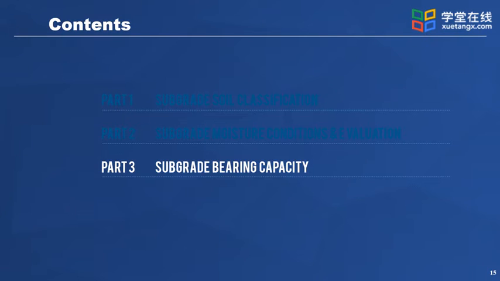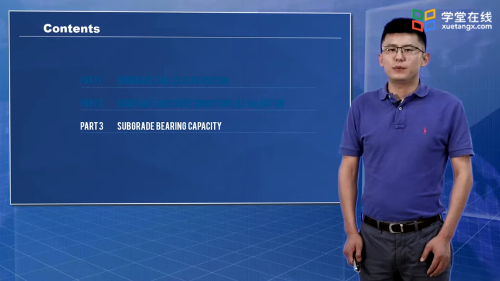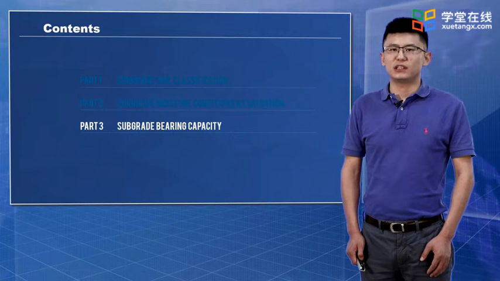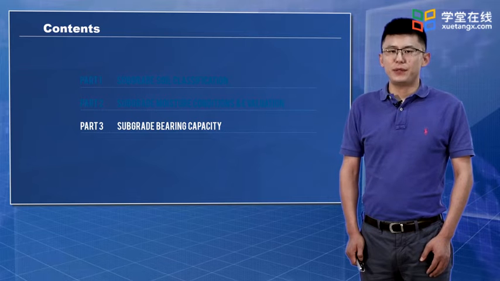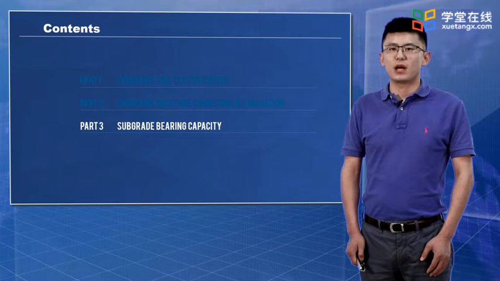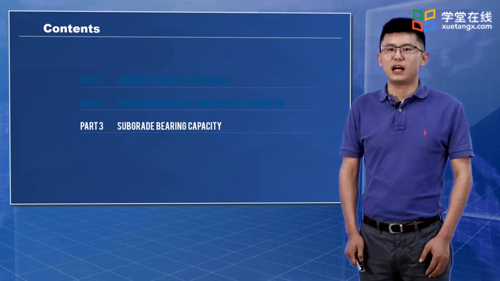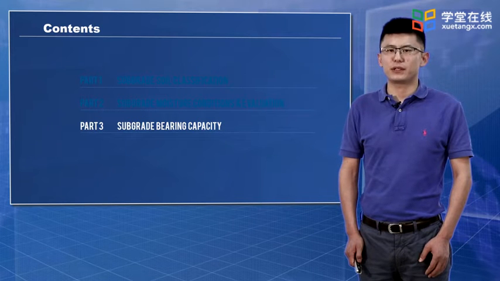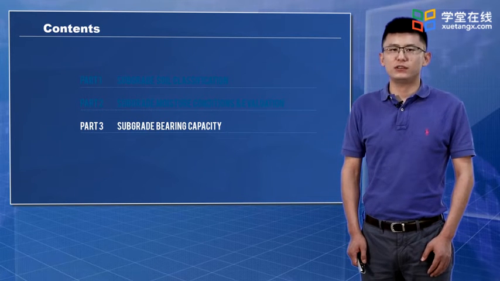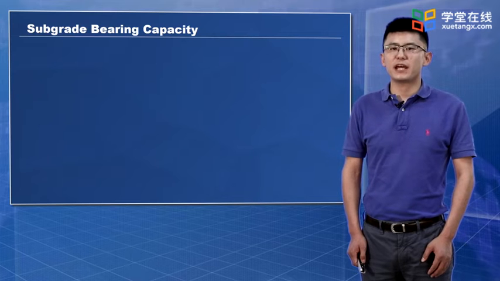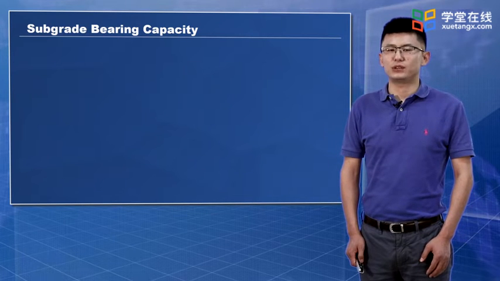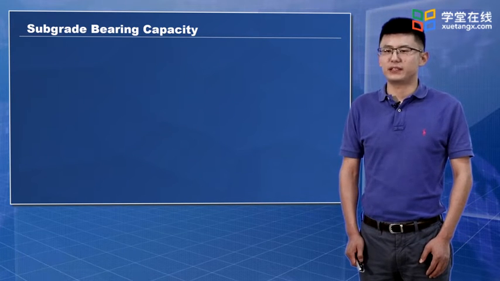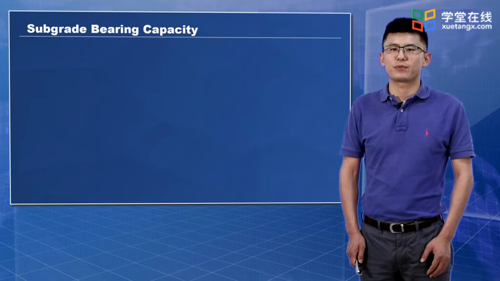Now it's part 3, subgrade bearing capacity. We know that subgrade is the foundation of a highway. So the bearing capacity of the subgrade will definitely affect the stability, especially the structural stability of the highway structure. So we need to evaluate the subgrade bearing capacity. Then, how to evaluate it? Or do we have any criteria to say, oh, this subgrade is stable and that one is not that stable?